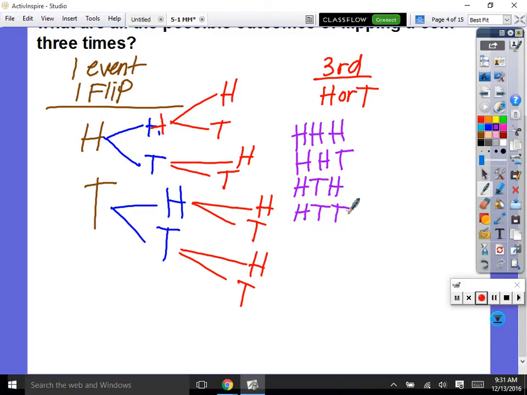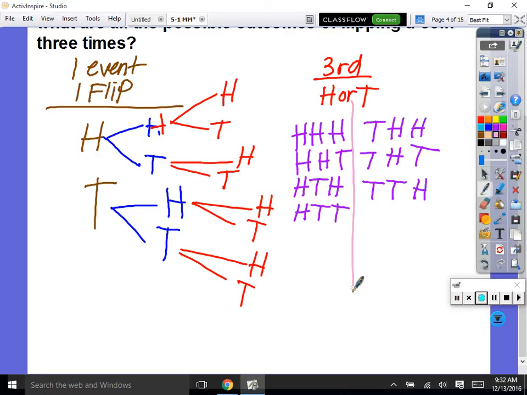Let's pretend we would have got tails first. We could have got tails, heads, heads. We could have got tails, then heads, then tails. I'm going to draw a line in between these. I kind of have them kind of going together on accident. And then we could have got a tails, tails, heads, and a tails, tails, tails.